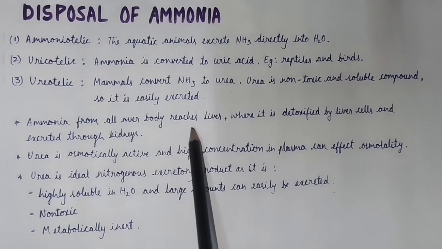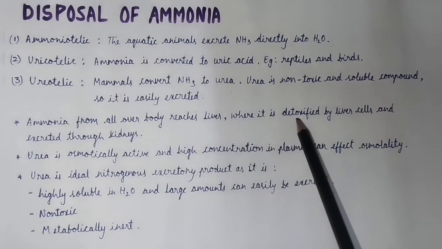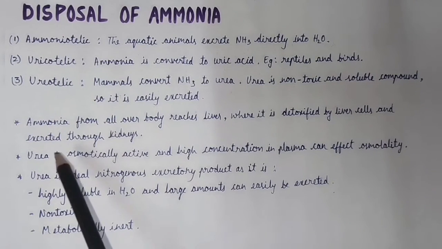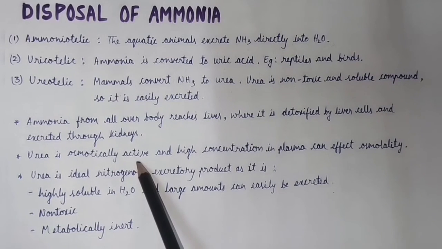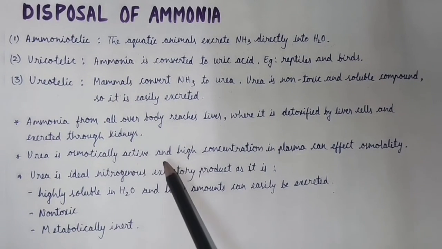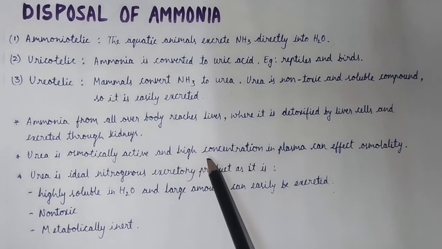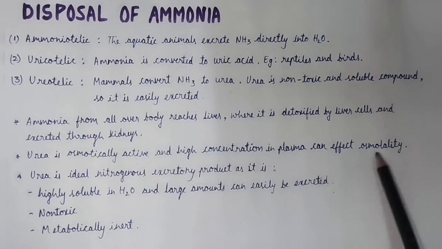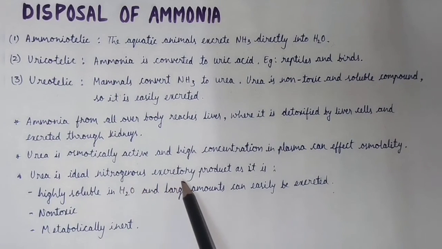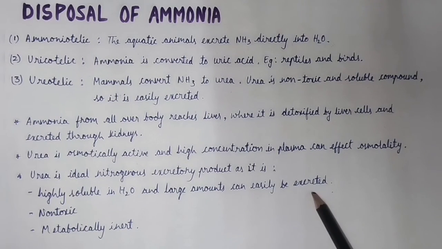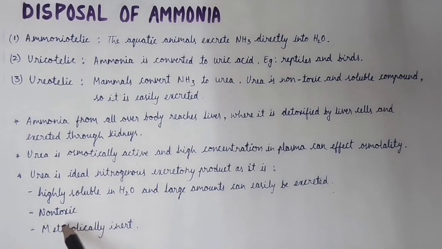Ammonia from all over the body reaches the liver, wherein it is detoxified by the liver cells and excreted through the kidney. Urea is osmotically active, which means it would cause osmosis, and a high concentration in plasma can affect osmolality. Urea is an ideal nitrogenous excretory product as it is highly soluble in water and a large amount can easily be excreted, and it is non-toxic and metabolically inert.